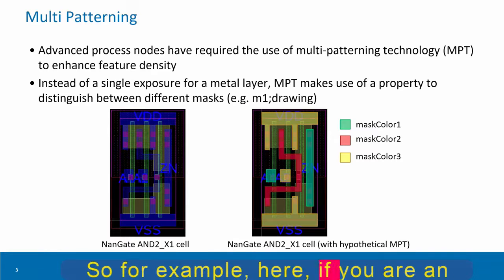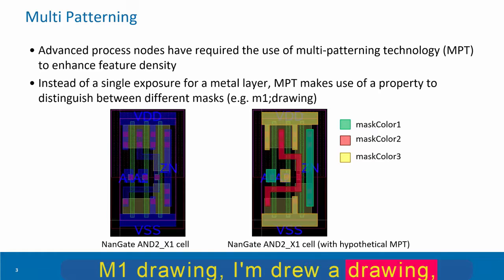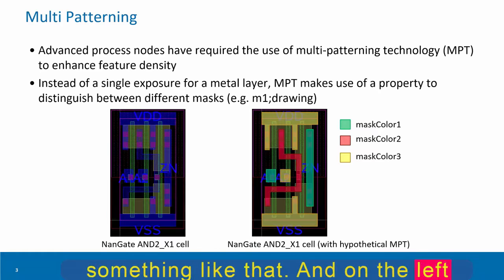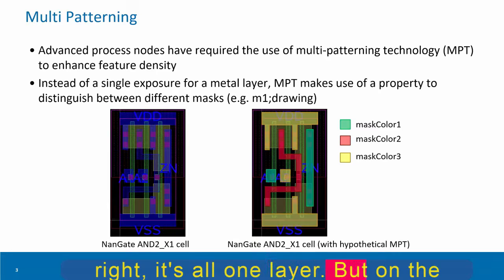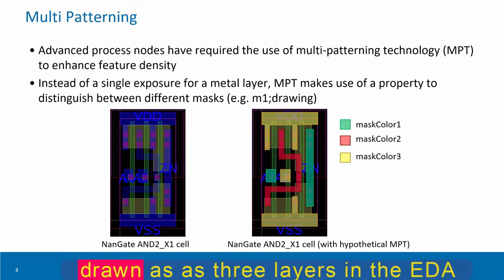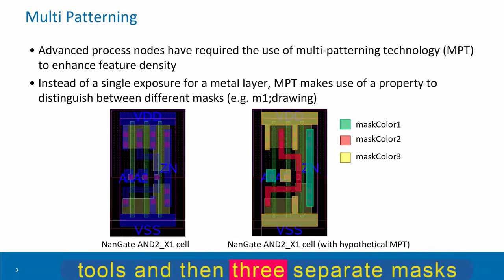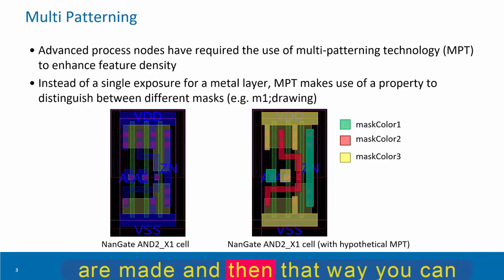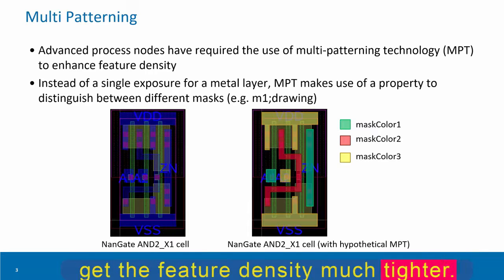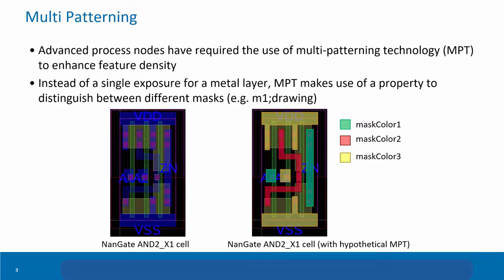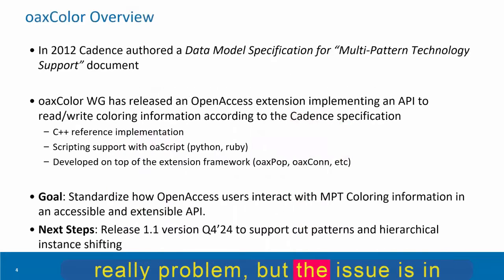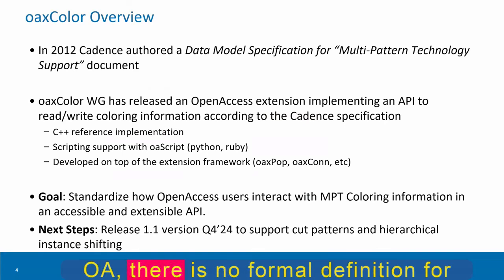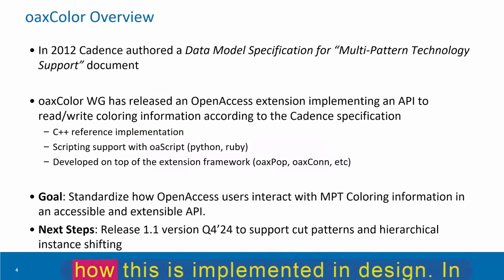So for example, here, if you had an M1 drawing, M0 drawing, something like that, on the left side you'll see just a single mask, right? It's all one layer. But on the right side, you'll see it's actually drawn as three layers in the EDA tools, and then three separate masks are made. And that way you can get the feature density much tighter. So that's the idea. The issue is that in OA, there is no formal definition for how this is implemented in design.